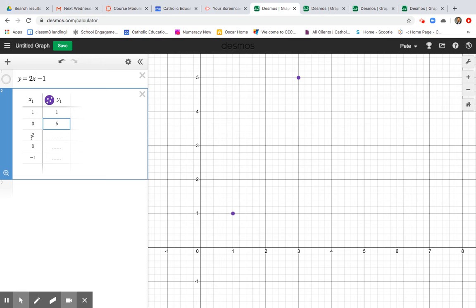When x equals 2 here, 2 times x is 4, minus 1 is 3. And what you see is we are getting a straight line, or what looks like a straight line. 2 times 0, when x is 0, minus 1 is going to give us minus 1. And again, it looks like we've got this straight line happening. And when x equals minus 1, 2 times minus 1 is minus 2, minus another 1 is minus 3.